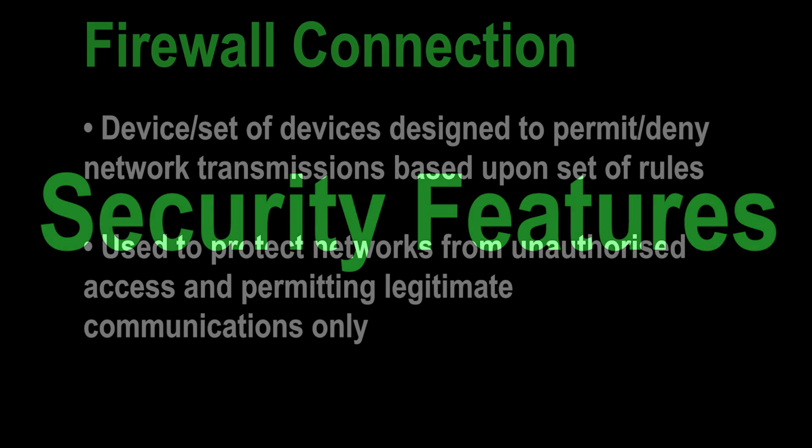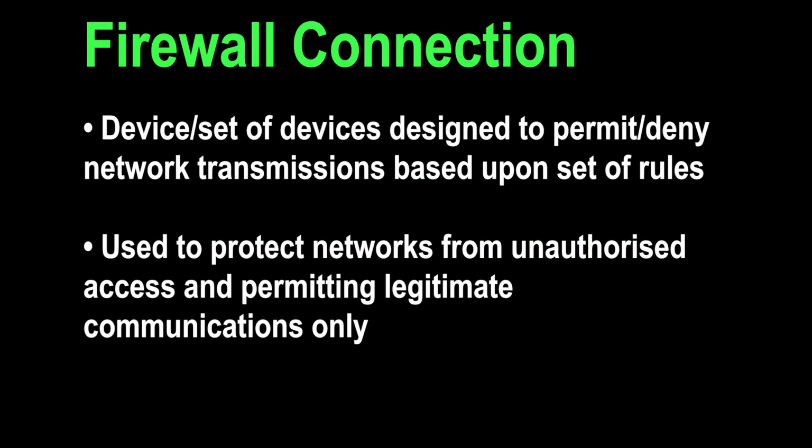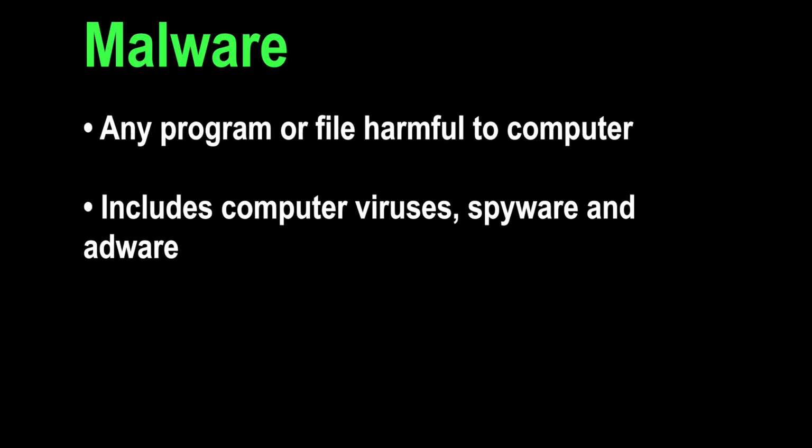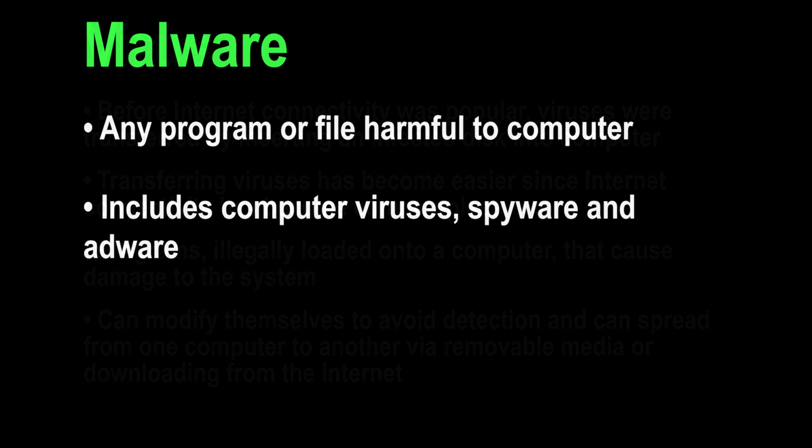Security features. A firewall is a device or set of devices designed to permit or deny network transmissions based upon a set of rules, and is used to protect networks from unauthorized access while permitting legitimate communications only. Malware is any program or file harmful to a computer, and includes computer viruses, spyware, and adware.